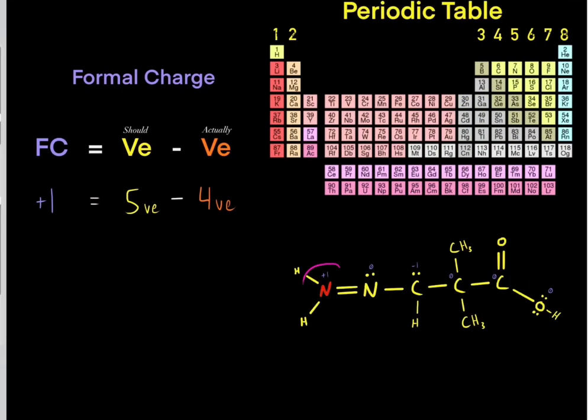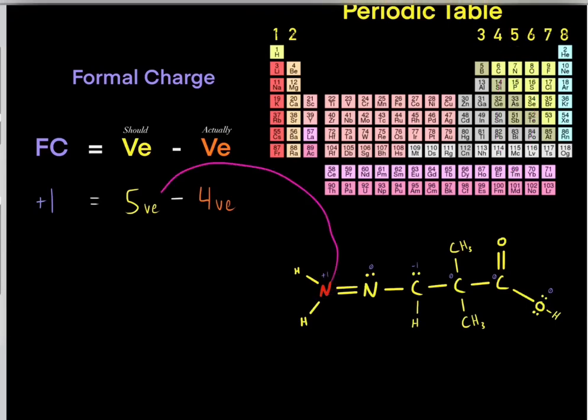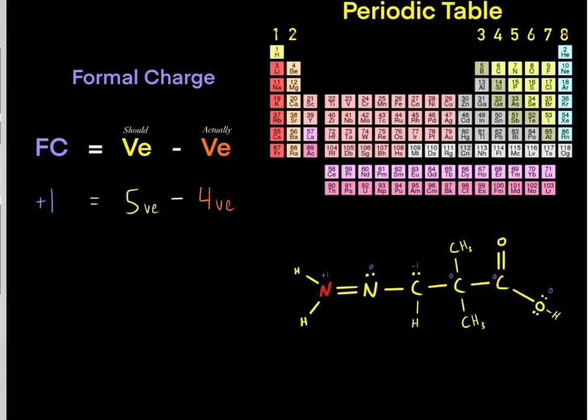So let's try an example. Let's find the formal charge of this particular nitrogen. To determine the formal charge of an atom, we need to use this simple equation, where we find the number of valence electrons nitrogen's supposed to have and subtract the number of valence electrons it actually has. Due to nitrogen's location in the periodic table, it's supposed to have 5 valence electrons.